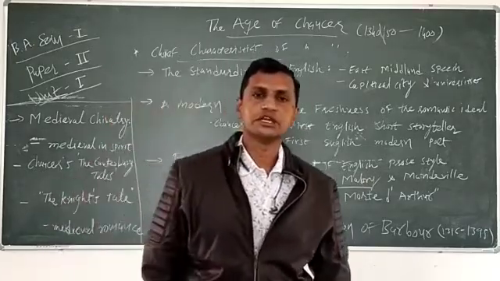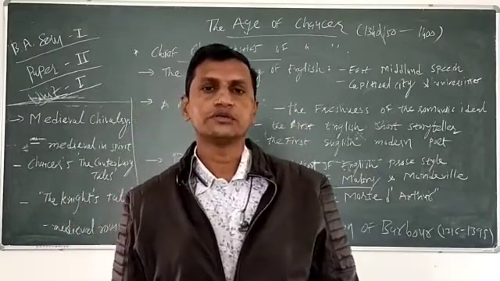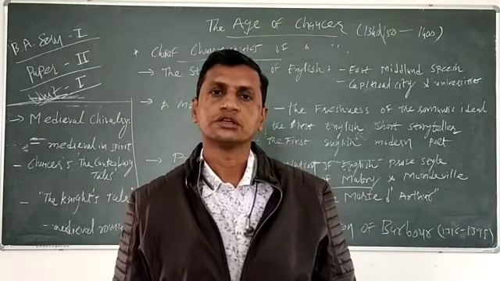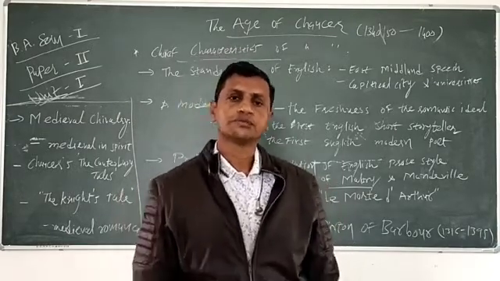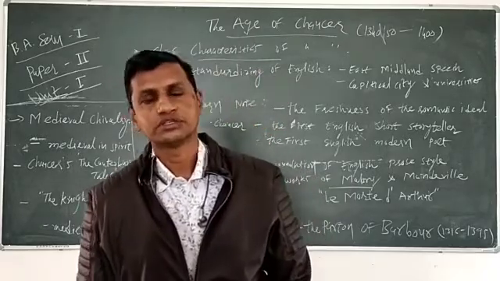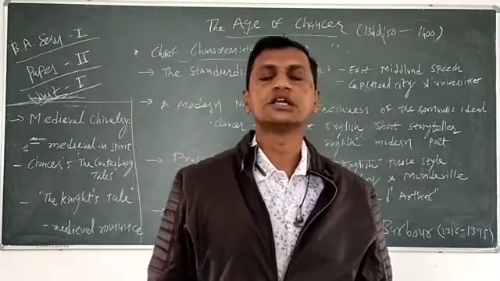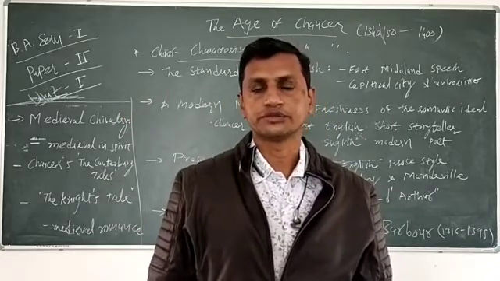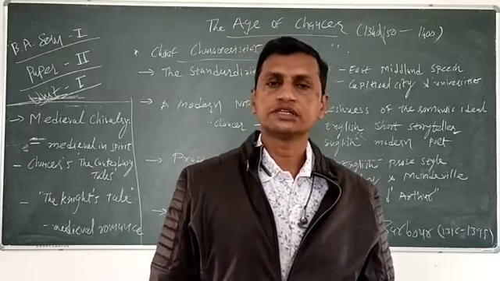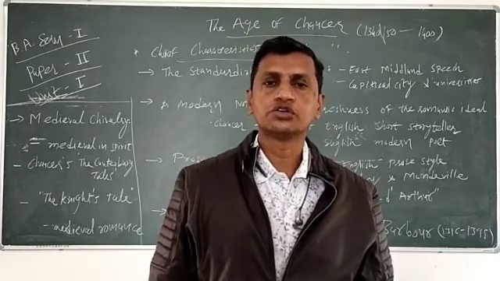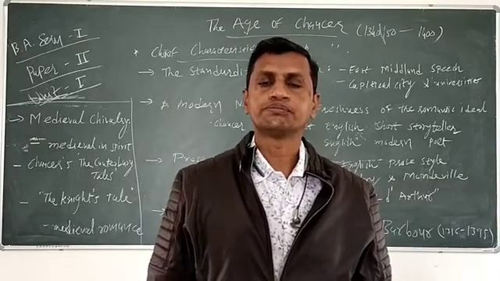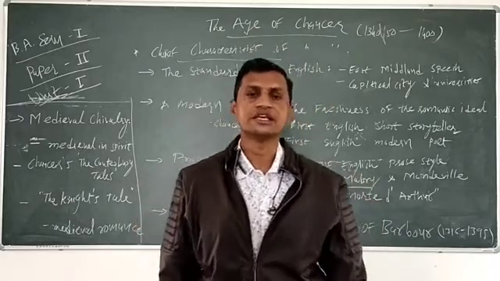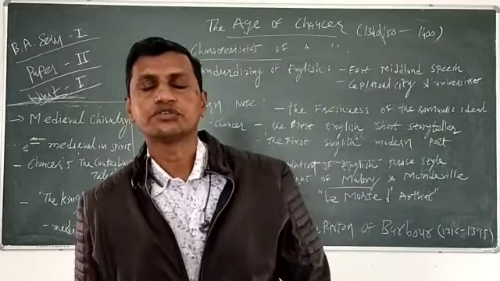The age of Chaucer is generally from 1340, the birth of our great author Geoffrey Chaucer, up to 1400, the death of Chaucer, and somewhere it is mentioned as 1350 to 1400. It is the time period of the age of Chaucer. We know that Chaucer is the first prominent writer who contributed a lot to the development of prose and poetry. That's why this age is known as the age of Chaucer.